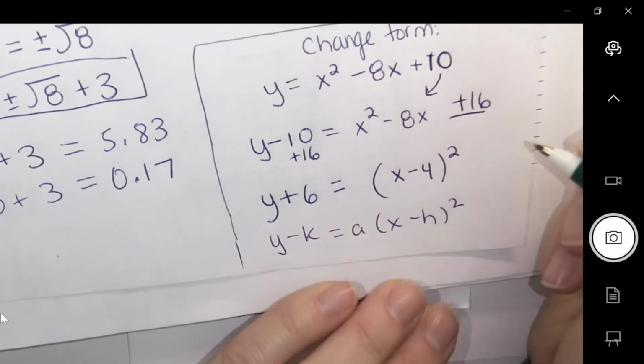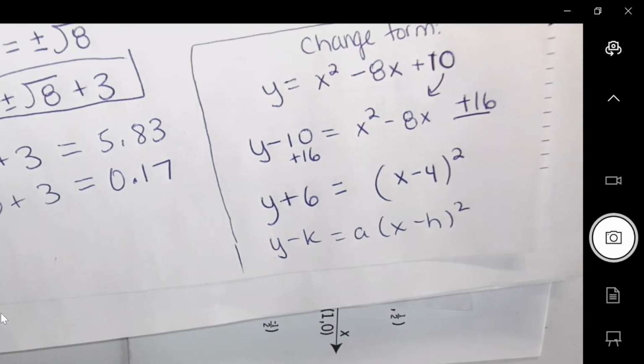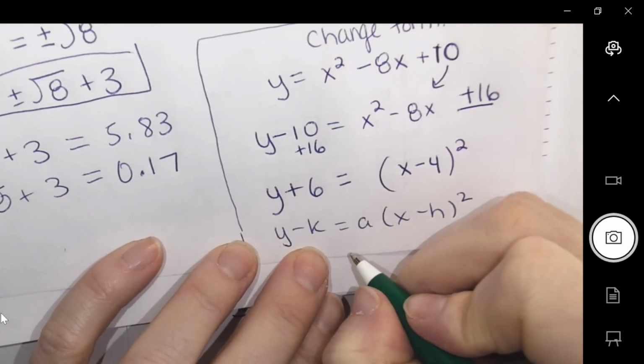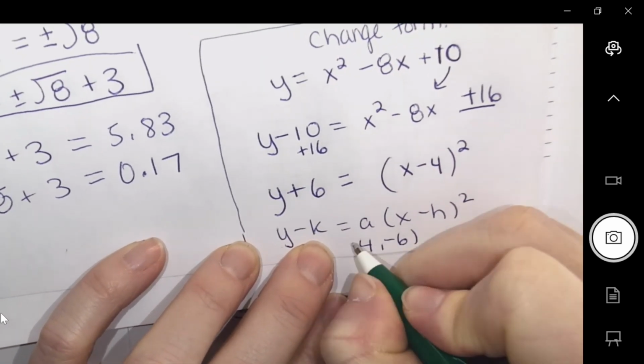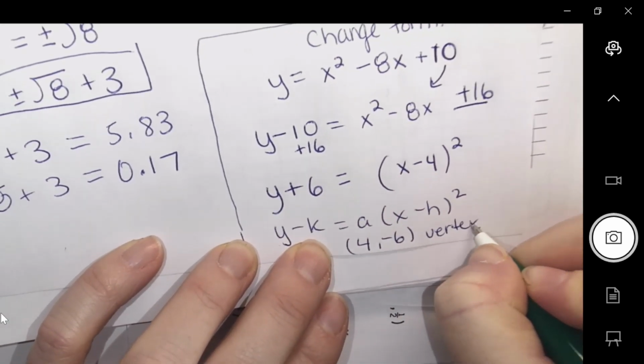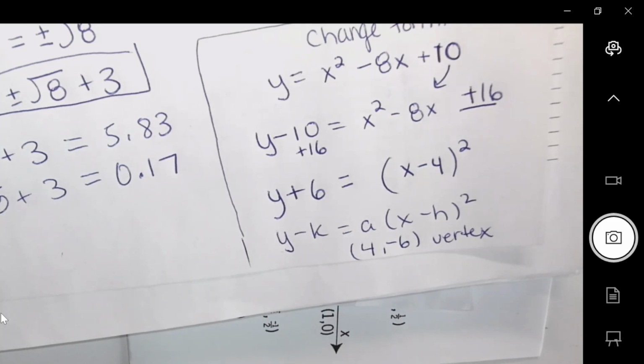X subtract 4, which means I can restate my vertex is what? 4, negative 6 is the vertex. So move the last term over, put your own last term in by doing a divide by 2 square. Okay, balance it out and write it as a perfect square.